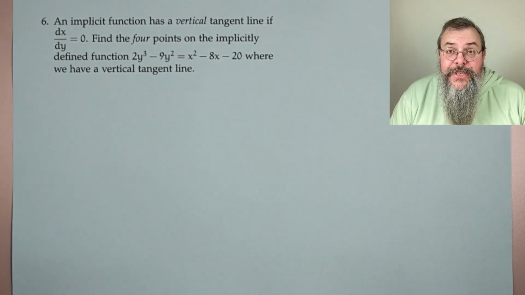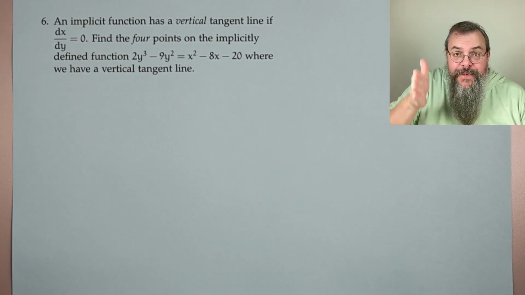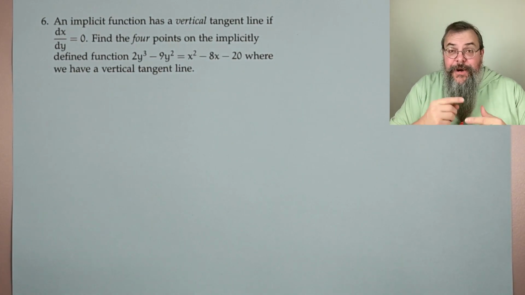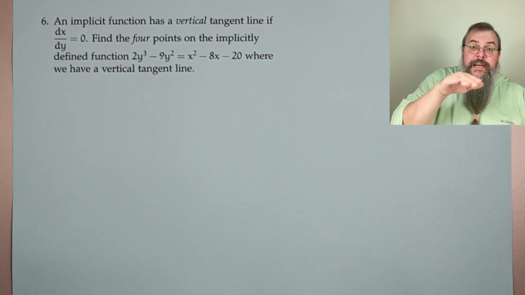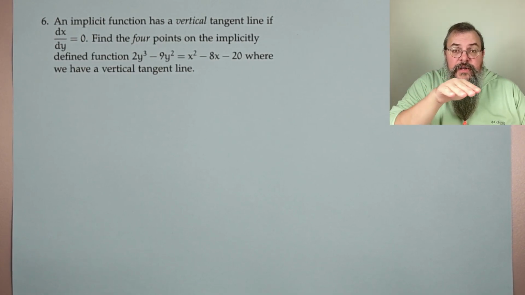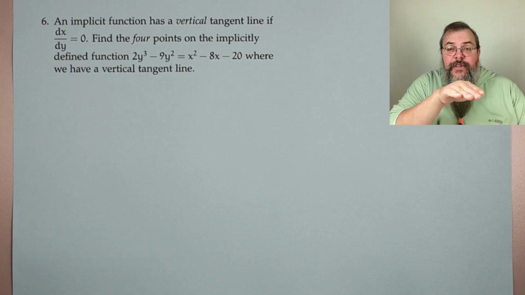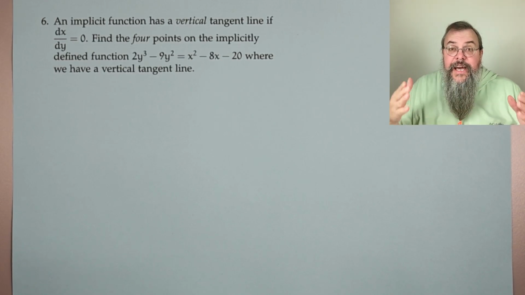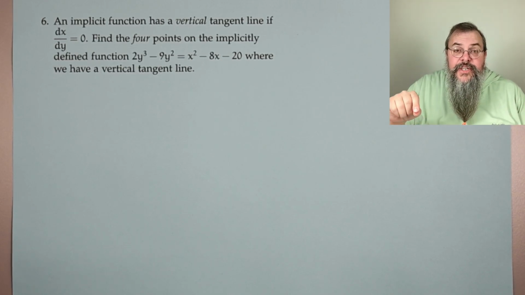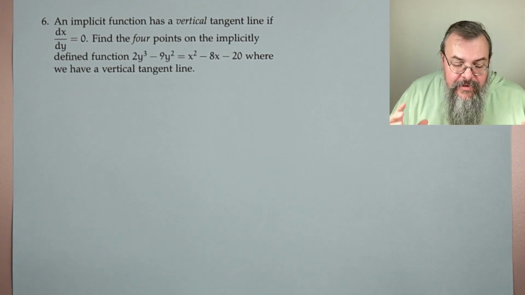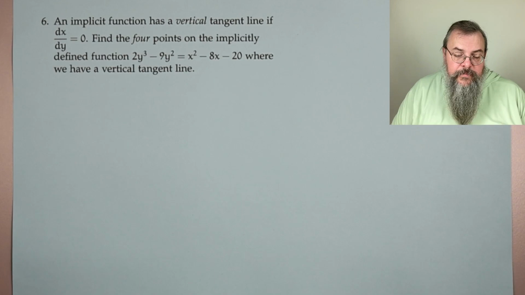An implicit function has a vertical, straight up and down, tangent line if dx/dy equals 0. So dy/dx equals 0 says there's no change in y as we change x. That's why it's horizontal. Move x along, y doesn't change. dx/dy equals 0 means there's no change in x if we change y, so you're going straight up and down. That seems reasonable.